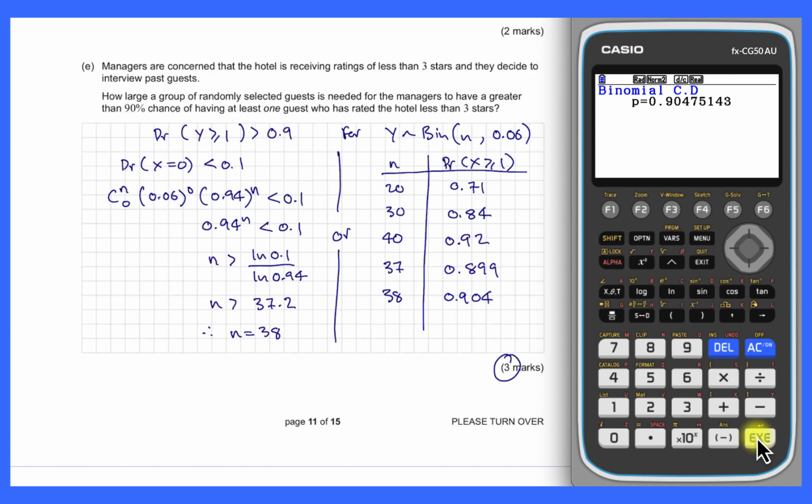So we can conclude that the smallest sample size you need is 38 because 37 is not quite enough and 38 is just enough. So I think either of those 2 methods will definitely get us the marks for this question.